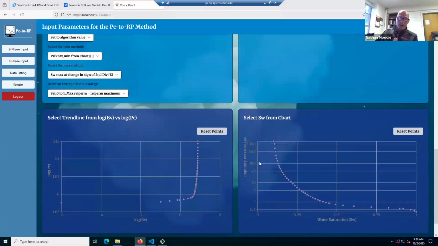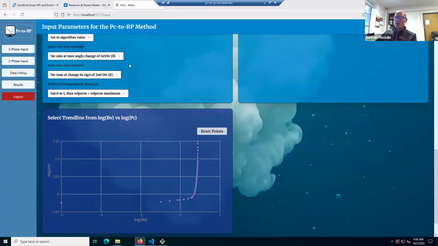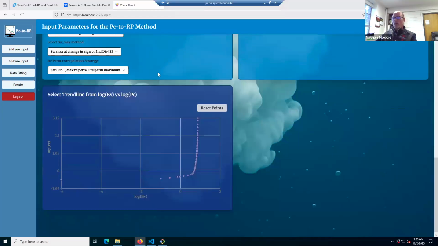Well, I'll just show you that. Actually, I want to highlight what the algorithm does first. But this chart will show up if you want to pick it from the chart. We'll go ahead and use this first derivative. And this point here is the first rollover point in the data. And then the only other bit that you can choose: how do you want the algorithm to extrapolate beyond your minimum and maximum water saturations?